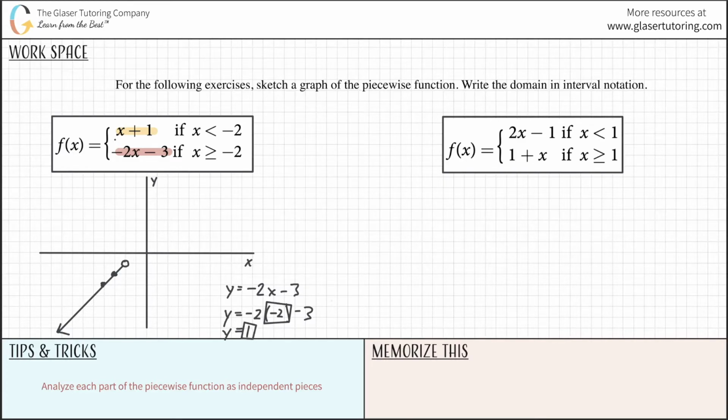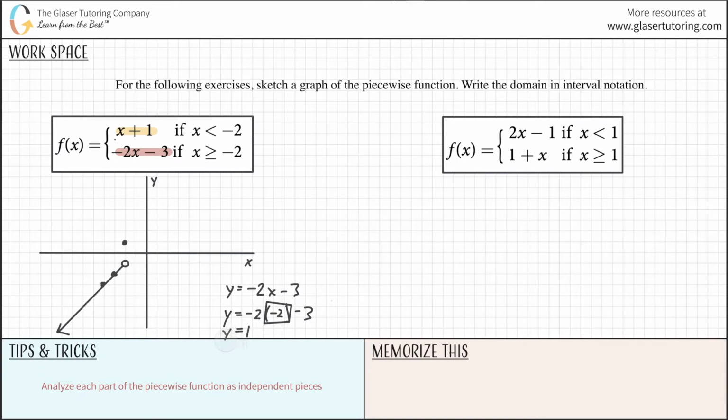Let's find that. So go out -2 places, go out to the left 2 places on the x, and up 1, and here you are. Now dot that point. But fill that point in, right? Fill it in because it says greater than or equal to -2. So fill that point in, all right?